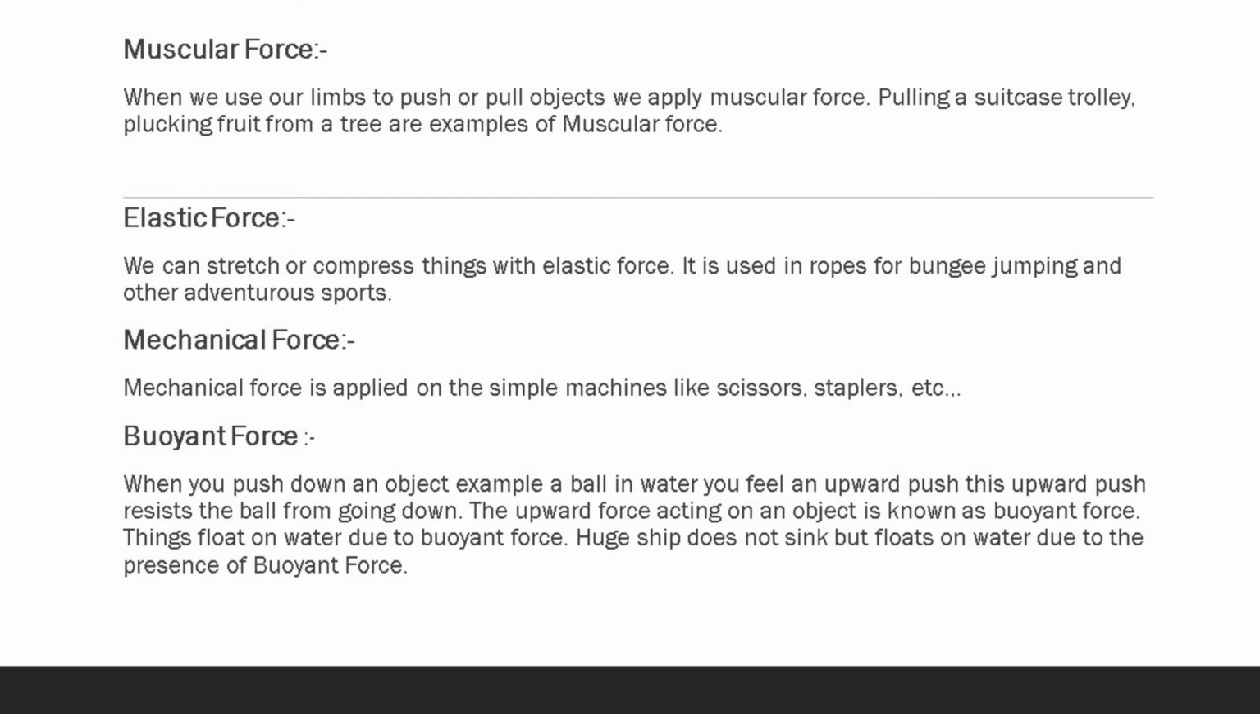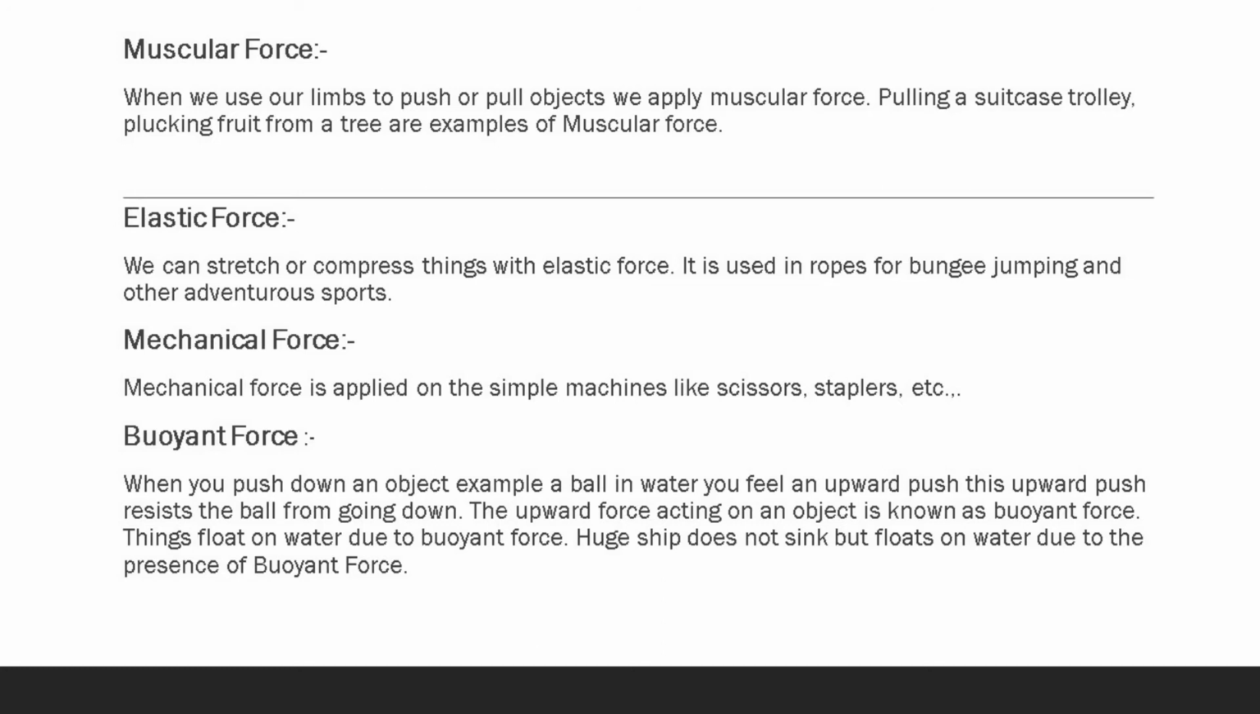Now, next is elastic force. We can stretch or compress things with elastic force. It is used in ropes for bungee jumping and other adventurous sports. Bungee jumping you must be knowing. In other adventurous sports, elastic force is applied.